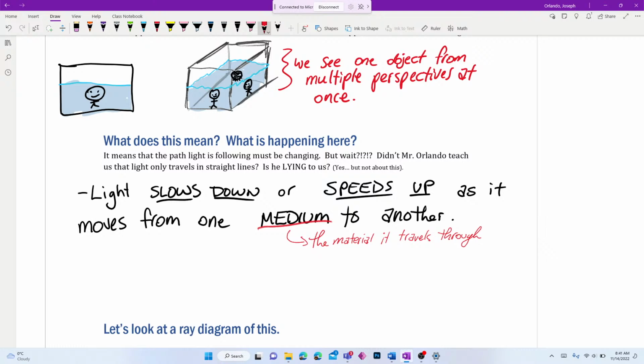It has to bounce off of him, go back through the water, back through the glass, back through the air, through the lens of your eye, which is protein-based, through the fluid in your eye, which is water-based, and strike your retina. Does that make sense? All the way through that path, light is going from one medium to another. And each time it does that, light slows down or speeds up. And it also changes direction.